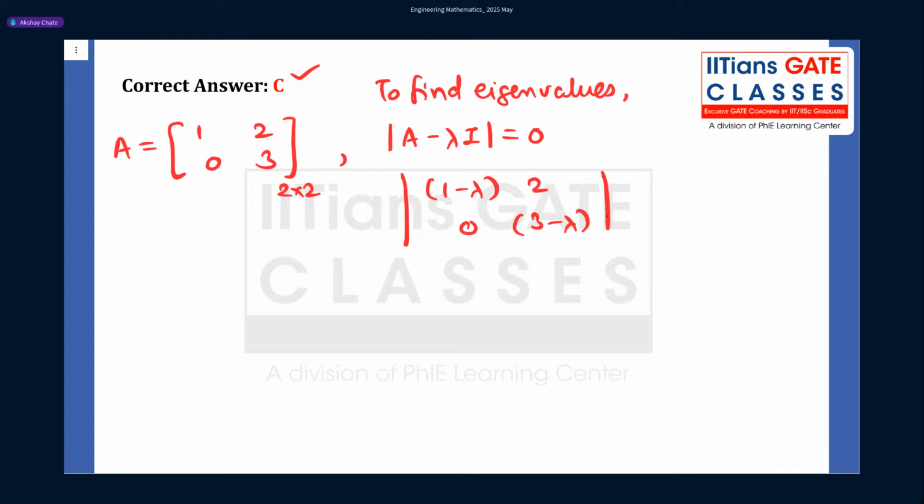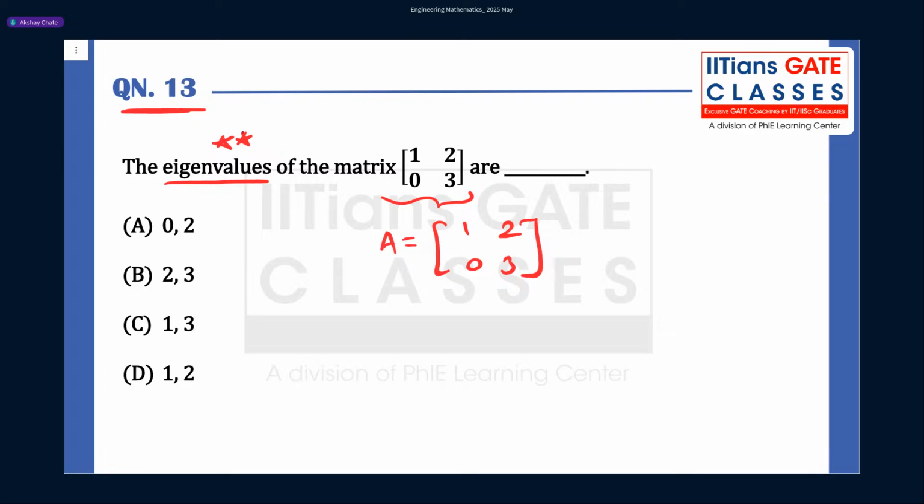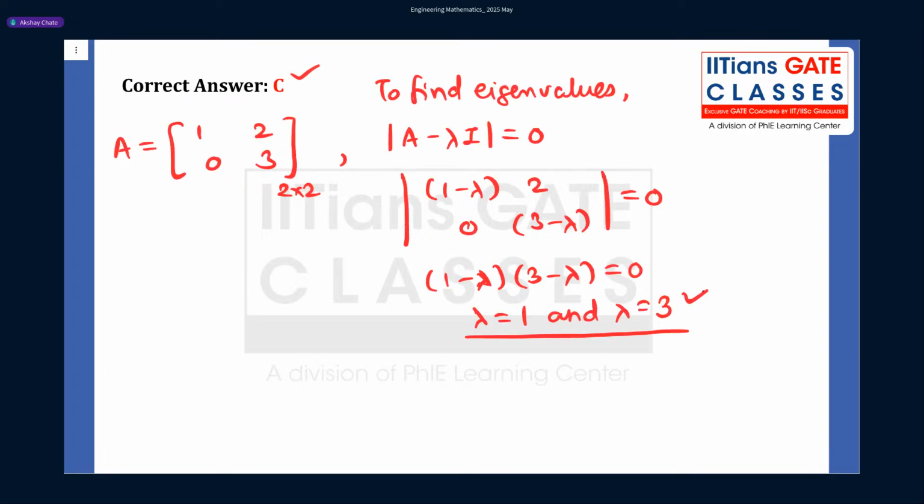So you need to find the determinant of this matrix, which is nothing but (1 minus lambda) into (3 minus lambda) equal to 0. Okay, so lambda values are 1 and lambda equal to 3. So these are two eigenvalues of this matrix, which is option C. Okay, there is another way also to find the eigenvalues of this matrix, where you can use the concepts of trace and determinant. Okay, so we know the trace of a matrix is nothing but summation of eigenvalues.